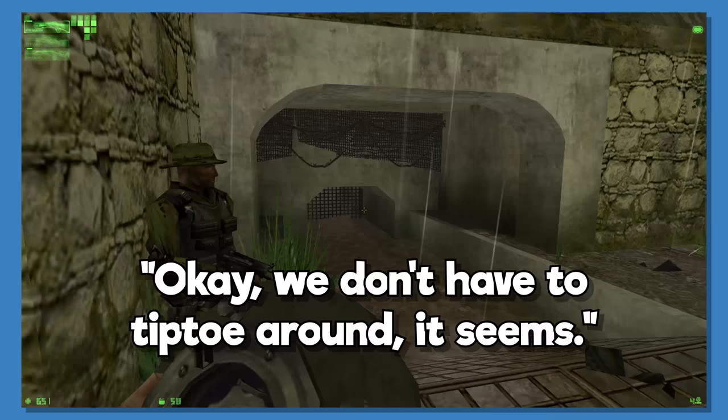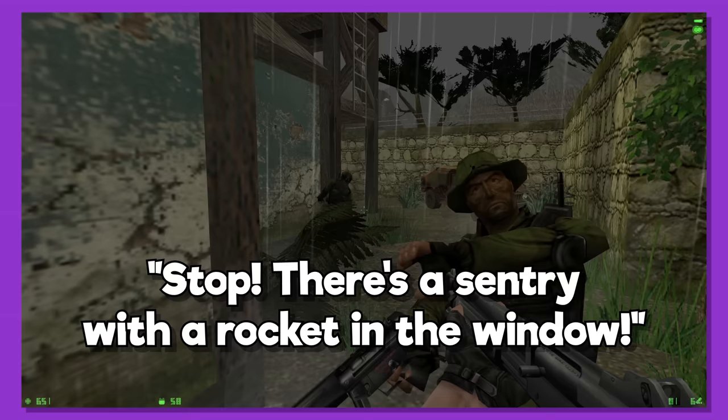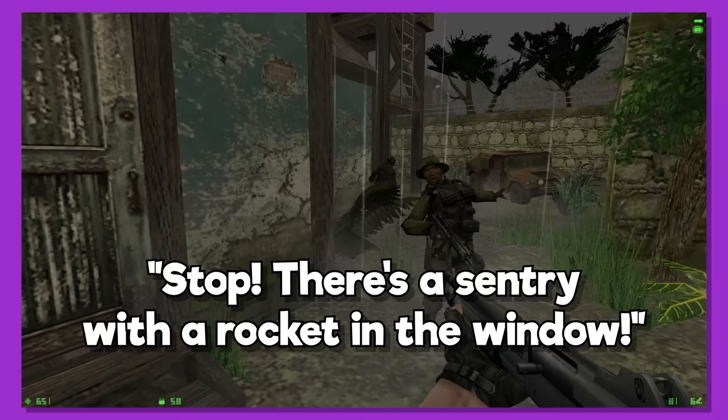Okay, wir müssen also nicht auf Zehenspitzen ankommen. Auf, dein Fenster ist eine Zielanrichtung mit Rakete.